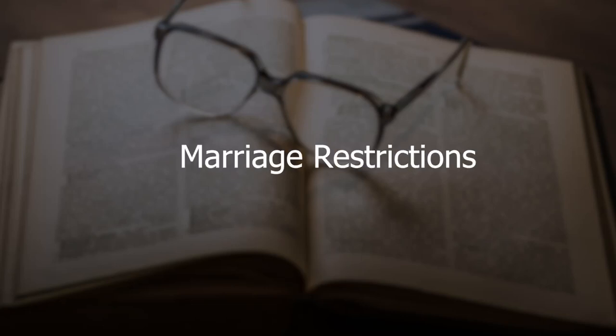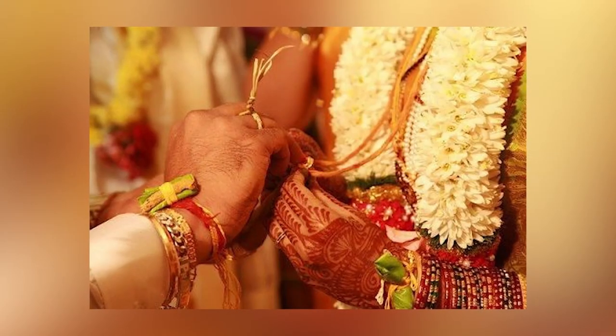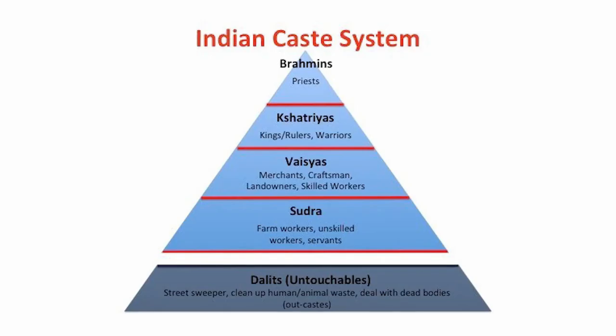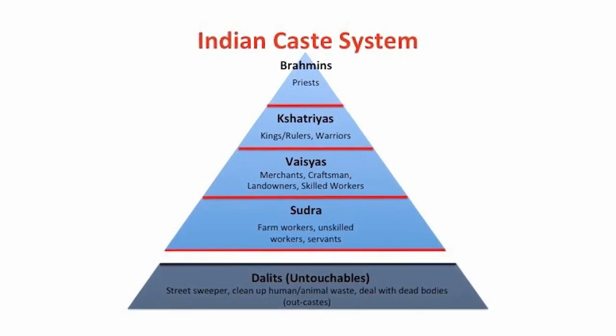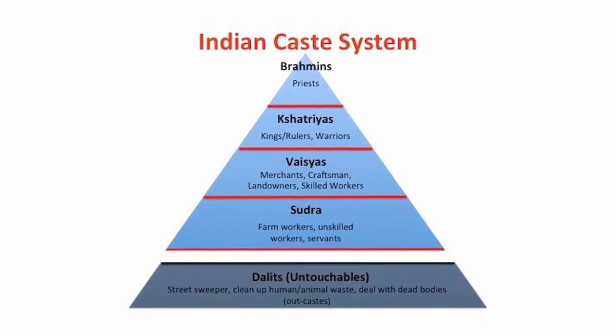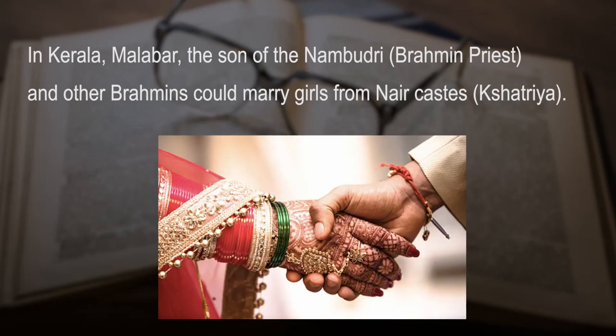Now, the marriage restrictions. In Hindu society, endogamy is the essence of the caste system. Marriage between the four Varna castes is prohibited. There are so many subcastes inside the caste groups, and marriages are restricted to the concerned subcaste only. In some places like Punjab, a higher caste male could choose his woman from a lower caste. In Kerala, Malabar, the sons of Nambudri, the Brahmin priests, and other Brahmins could marry girls from the Nair caste, the Kshatriya. So in some places, hypergamy had also been encouraged.